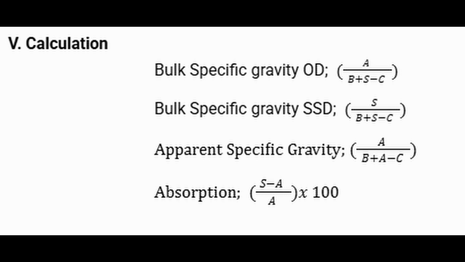Calculation. For the bulk specific gravity oven dried, the formula is A over B plus S minus C. For the SSD bulk specific gravity, S over B plus S minus C. For the apparent specific gravity, A over B plus A minus C. For the absorption rate, S minus A over A, and then multiply it by 100.